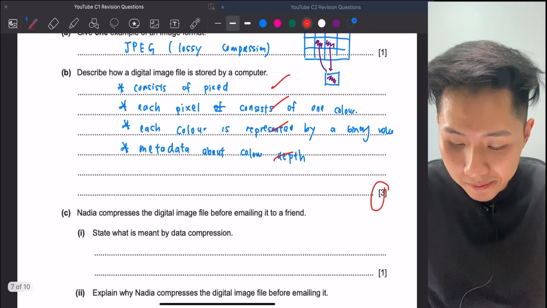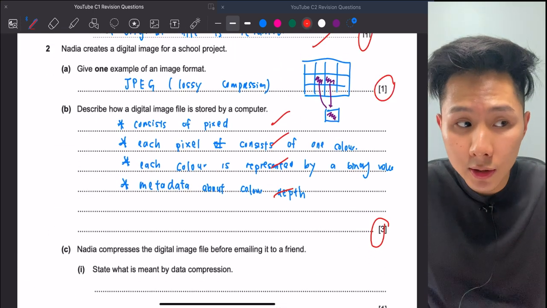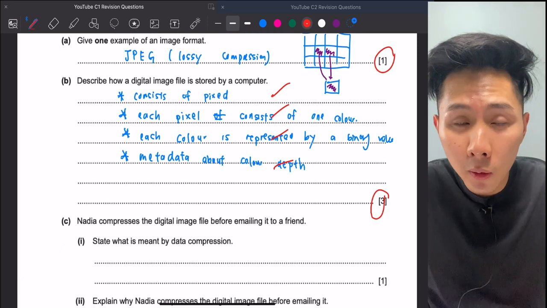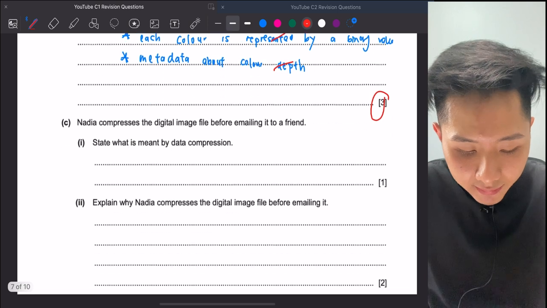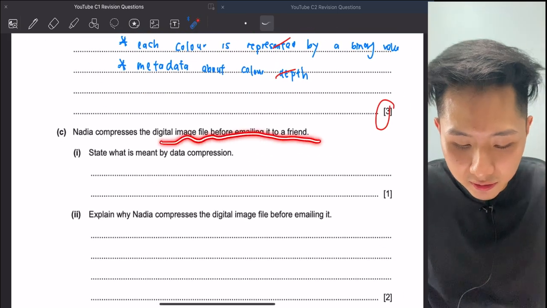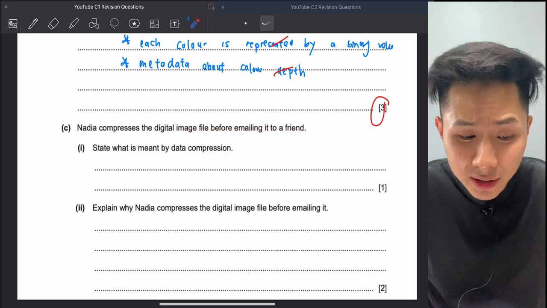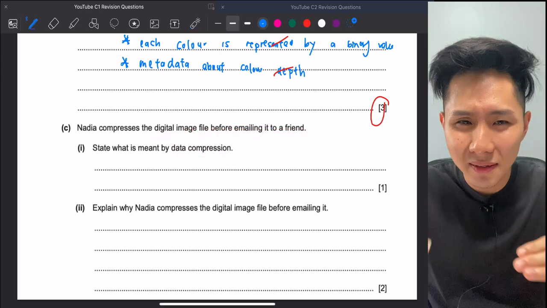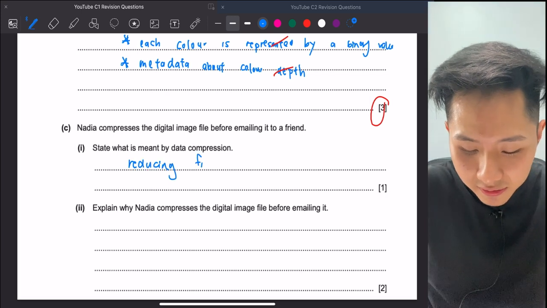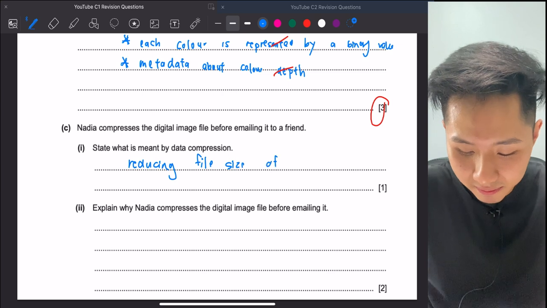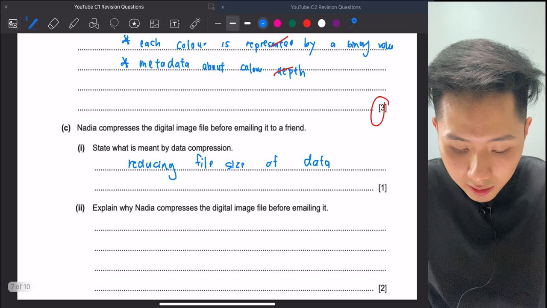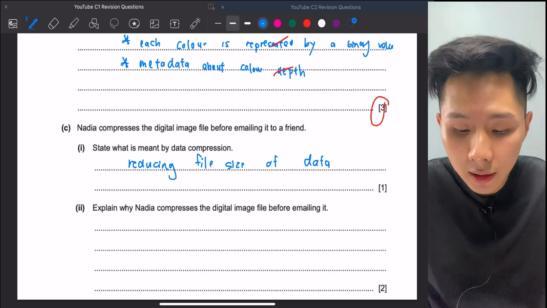I'm including this question here just to enhance your knowledge and also show you how to actually receive points in your IGCSE exam. Okay. Next one. Nadia compresses the digital image before sending it to a friend. State what is meant by data compression. So it's not just physically compressing the file, you're basically reducing the file size of data. And the second question, explain why Nadia compresses the digital image file before emailing it.